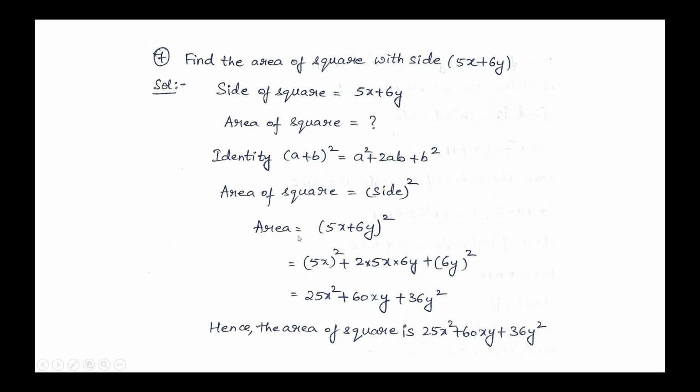So area is equal to (5x plus 6y) whole square. Let's expand the bracket. (5x plus 6y) whole square is equal to (5x) square plus 2 into 5x into 6y plus (6y) square, that is 25x square plus 60xy plus 36y square. Hence the area of the square is 25x square plus 60xy plus 36y square.